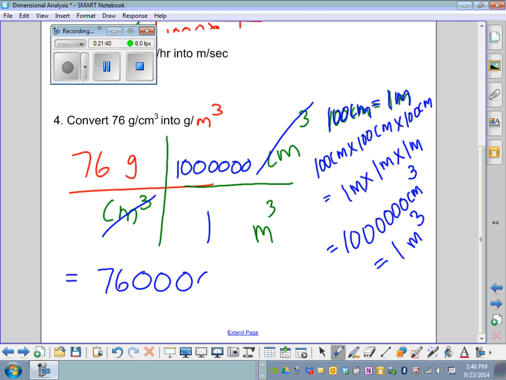Is that clear? So my centimeter cubed and centimeter cubed gets cancelled, and my answer is 1, 2, 3, 4, 5, 6 grams per meter cubed. Do you understand how to do a conversion when you have to square it or when you have to cube it? Should I do a square problem? You want me to do a square problem?